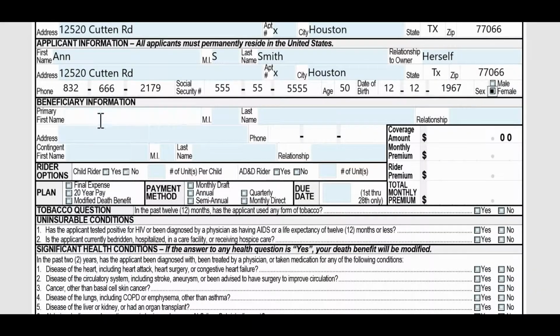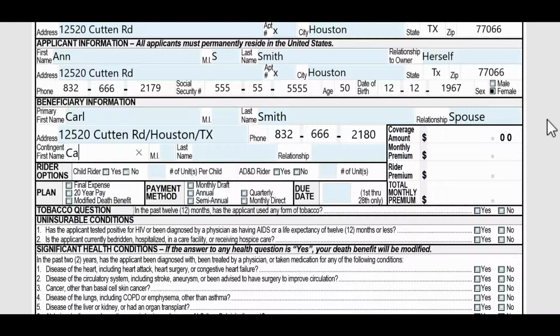The next block is for the beneficiaries. In the case of the primary beneficiary, all the required information, including their full name, the relationship with the insured, address, and telephone number, is completed. For the contingent beneficiary, we only need the name and the relationship with the insured.